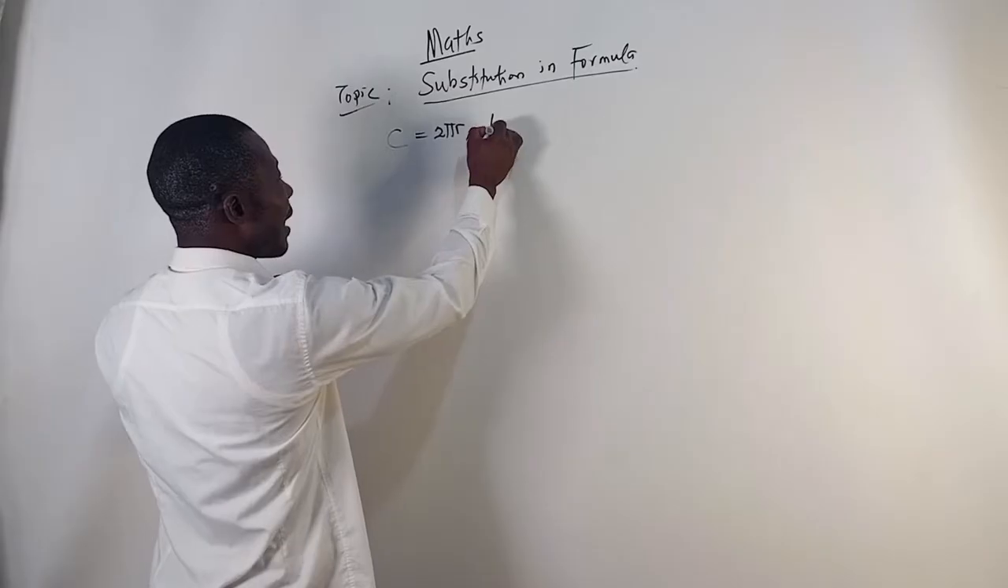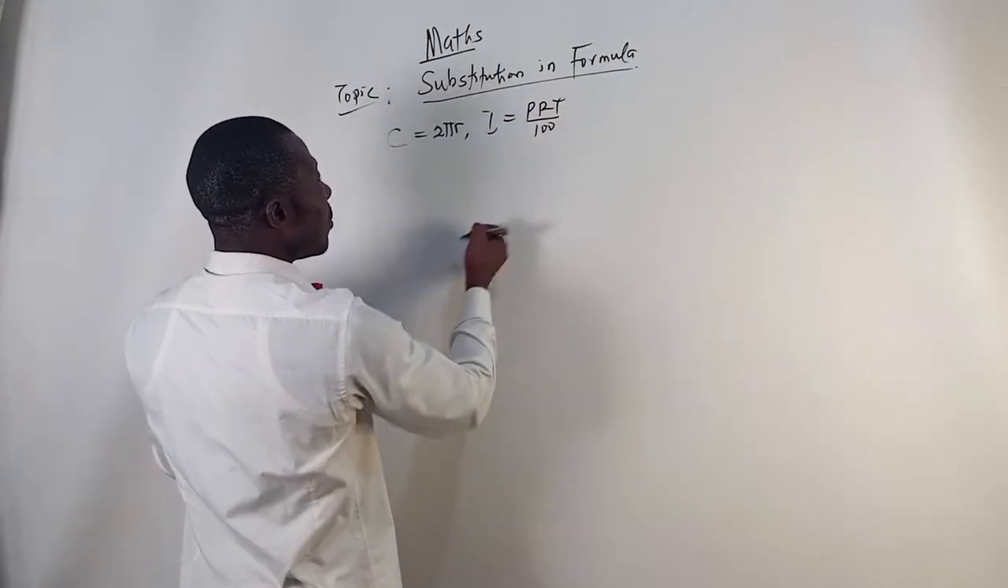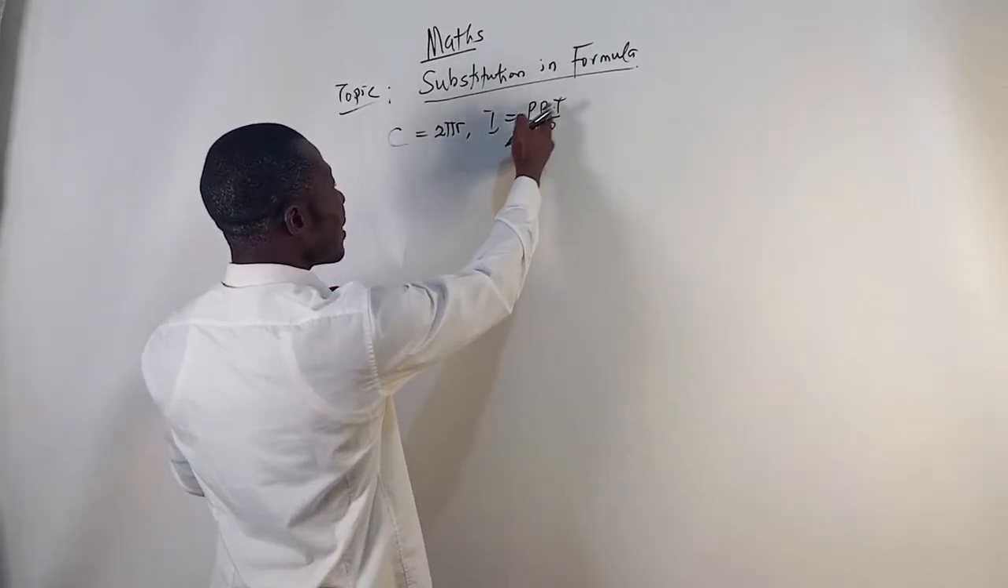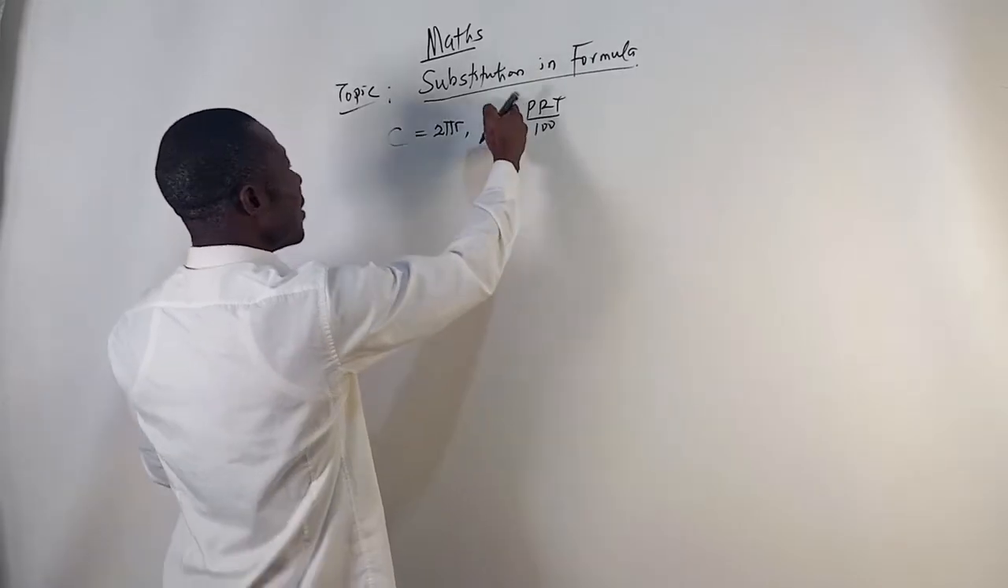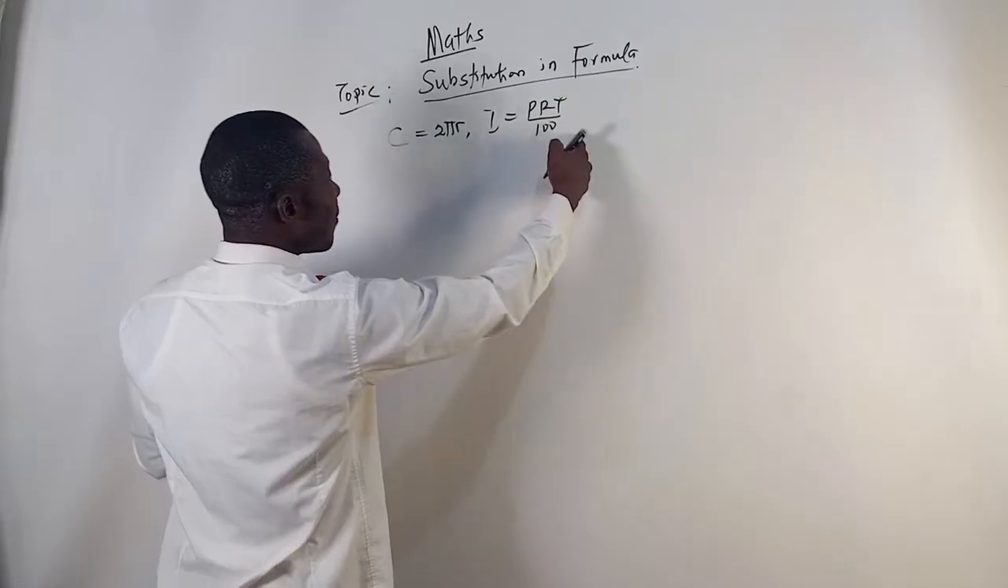A formula like I equals PRT over 100 stands for simple interest. This is principal, rate, and time over 100. So this one has turned into an equation. So this one is a formula.